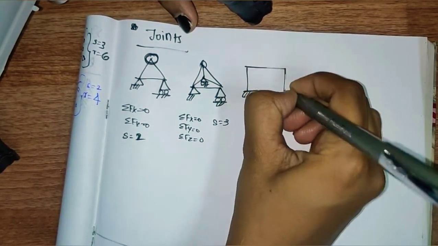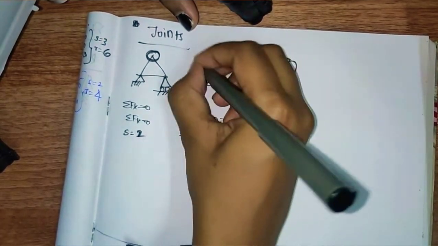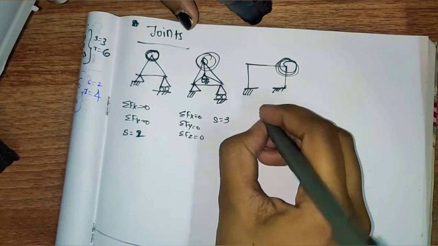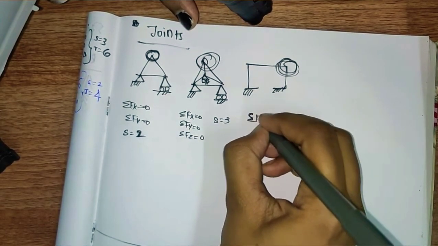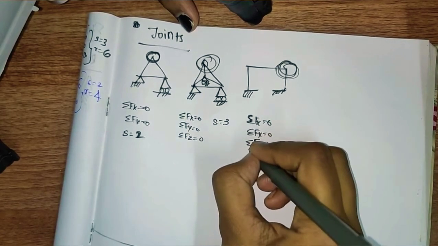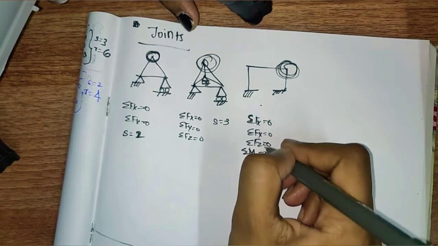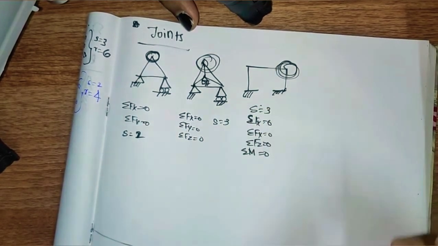For the rigid joint frame, here also we are considering one joint only. Summation of Fx equal to 0, summation of Fy equal to 0, and summation of moment equal to 0. There will be 3 equations.